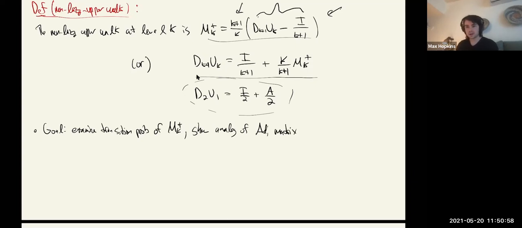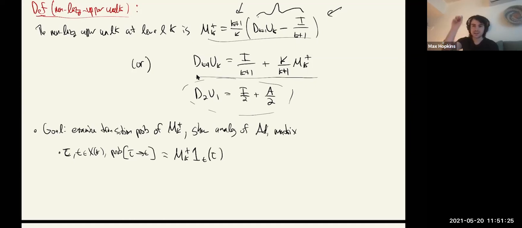Okay, so first of all, how do we actually find the transition probabilities in terms of MK plus? Well, I claim that for tau and t in Xk, the probability with respect to the walk that tau goes to t is given by the following form. It's MK plus 1t of tau. And you can work out exactly what this is by writing out the matrix and making sure that multiplying by these functions and looking at the tau index actually gives you this probability.